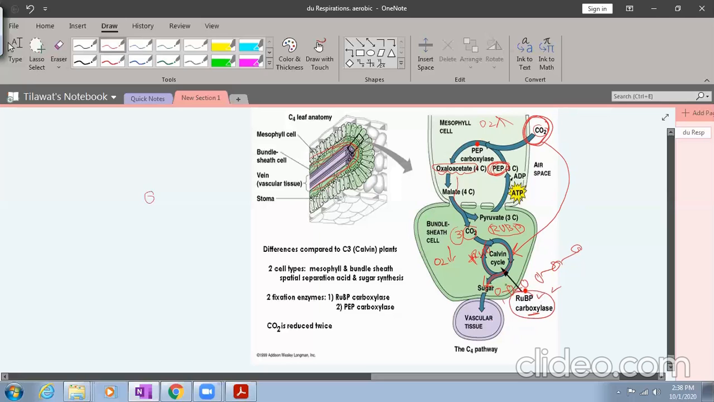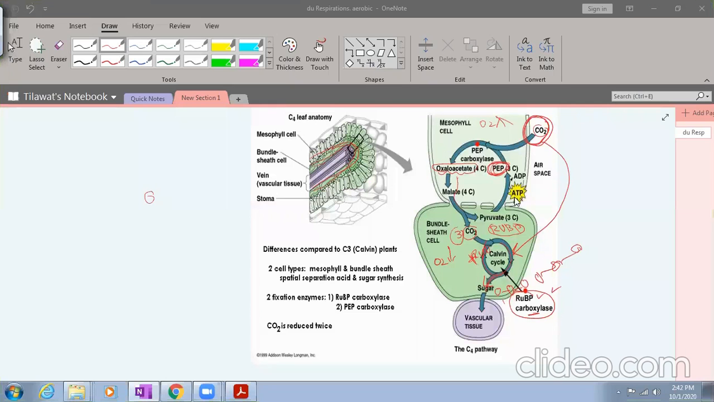C4 plants are like sugarcane, corn, these are C4 plants. Am I clear? The adaptation is the PEP carboxylase and the presence of the bundle sheath. So when malate was converting into pyruvate, it released carbon dioxide, and that carbon dioxide will be fixed by RuBP. This pyruvate will go back and it will convert into what? Phosphoenol pyruvate.